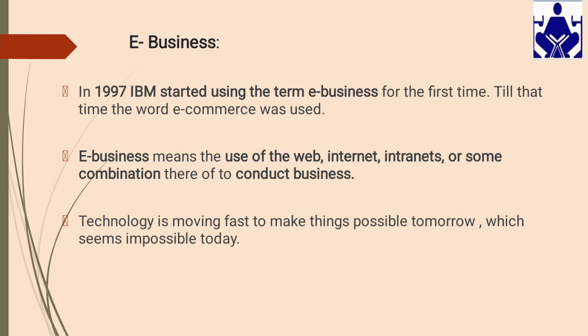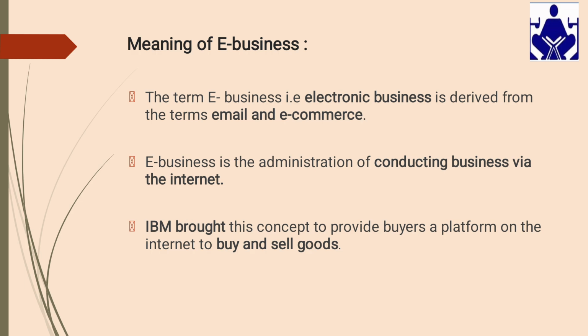In 1997, IBM started using the term e-business for the first time. Till that time, the word e-commerce was used. E-business means the use of the web, internet, intranet, or some combination thereof to conduct business. Technology is moving fast to make things possible tomorrow, which seems impossible today. So let us understand the meaning of e-business.